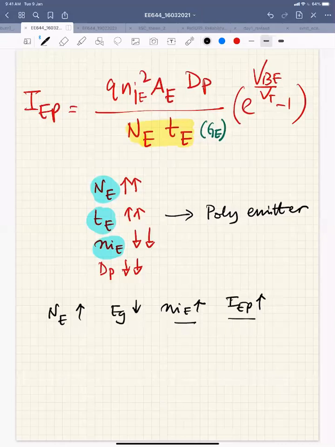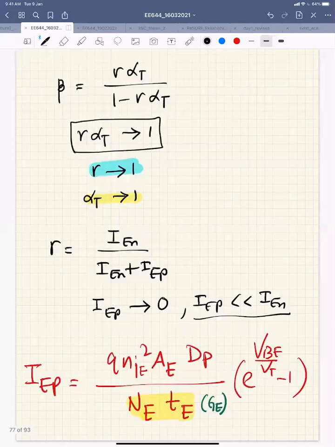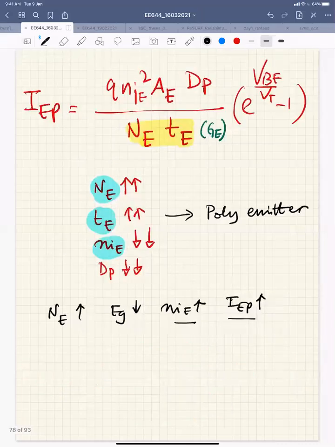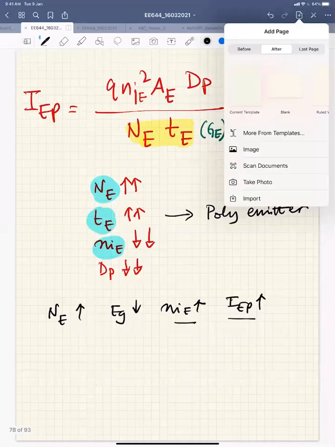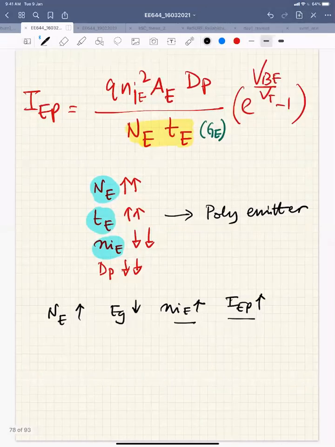And if you go to the base, right? So one thing is you have to reduce IP, right? That will increase gamma. To increase the transport factor, you also want your base transport factor to be very close to one, right? If you want your base transport factor very close to one, that means you want your alpha T close to one. That means your IBR, your recombination component, should approach zero, right?